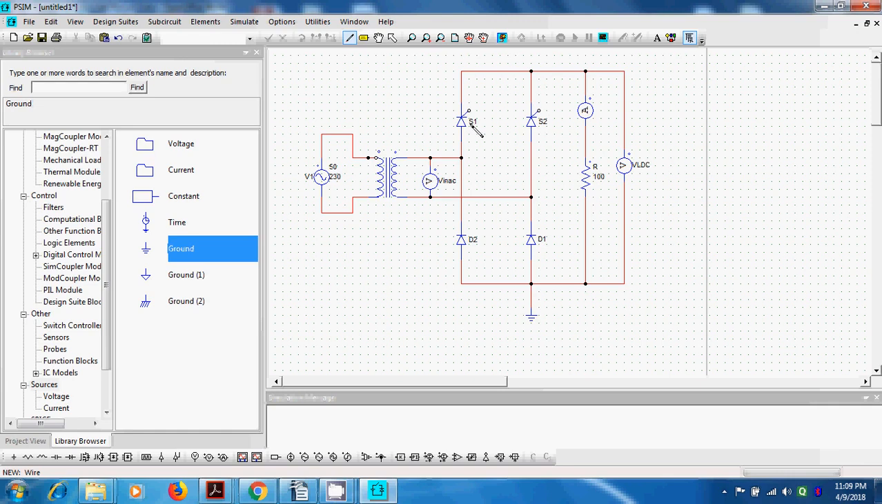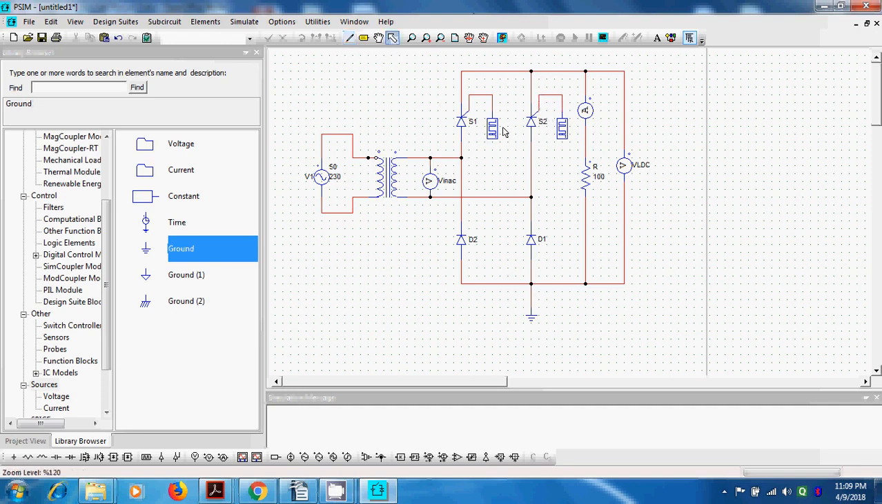So for triggering the firing angle, I have to give this particular triggering pulse. For that, I have to give a gate block from here. This is a very important part, and just right click, we can change the orientation. This is the gate block, this is very important, that is the triggering pulse. Just connect this, and now we'll double click it.